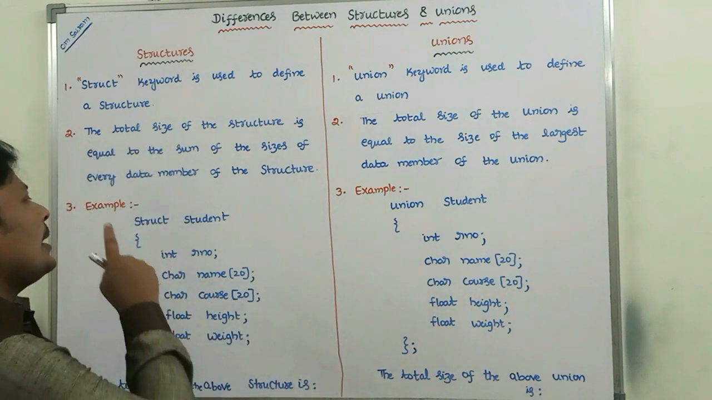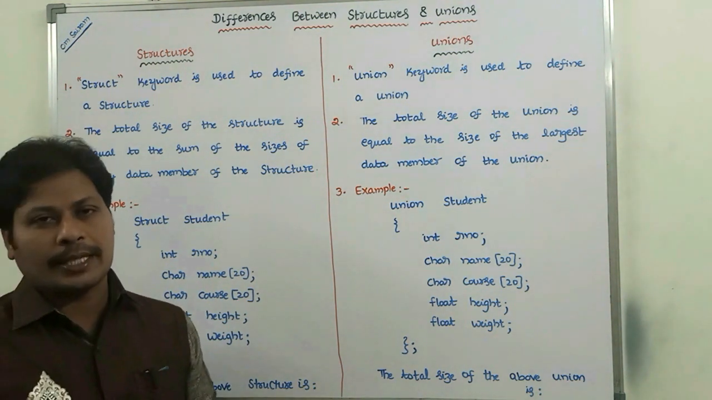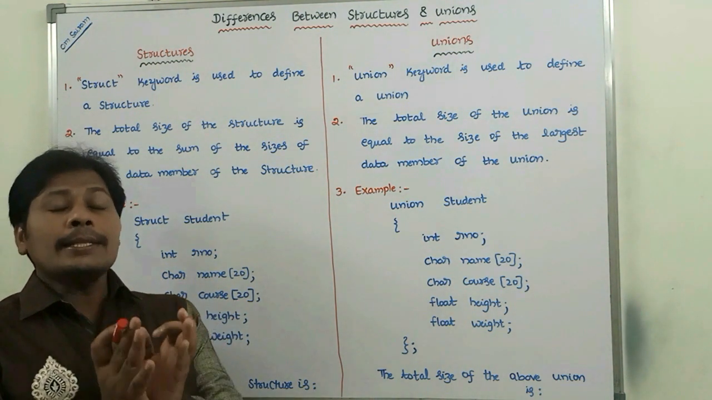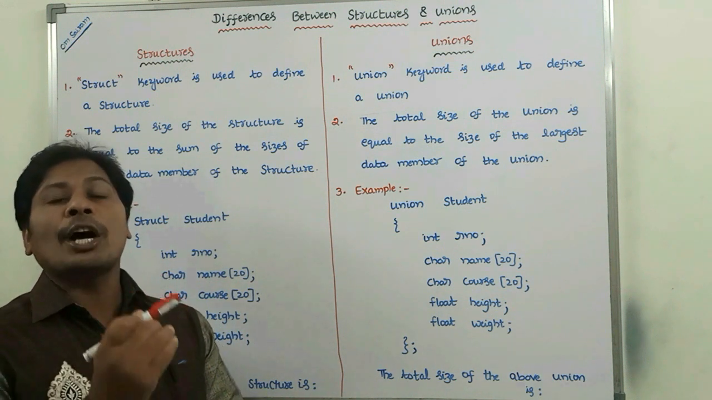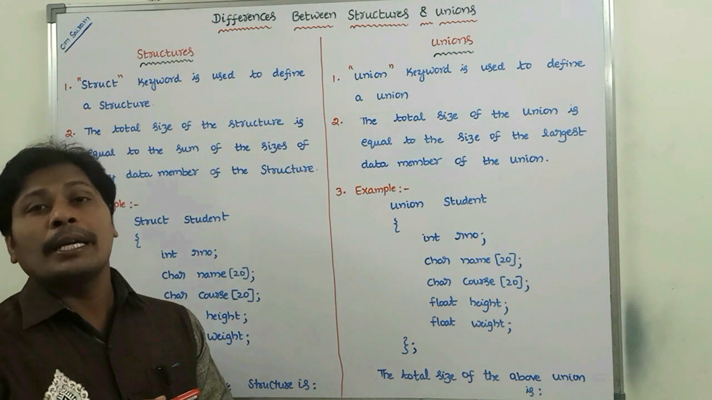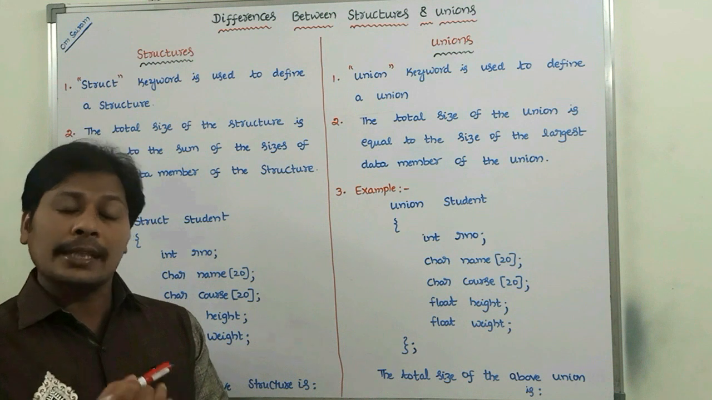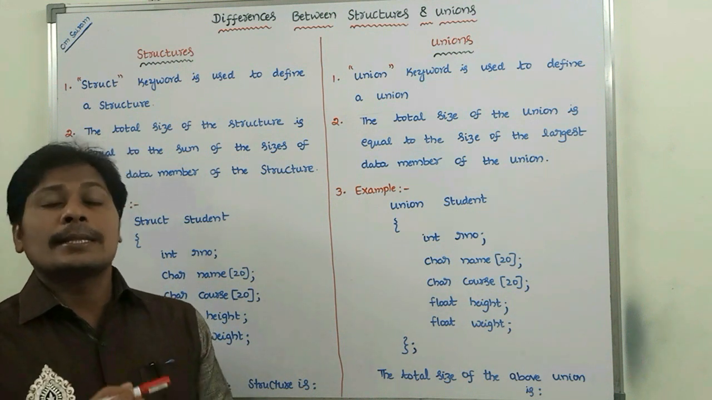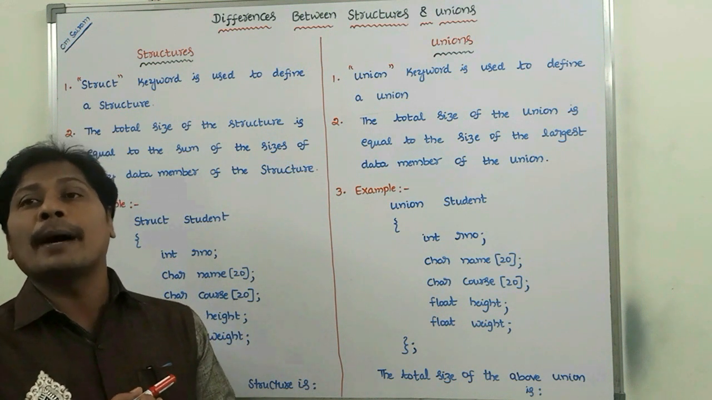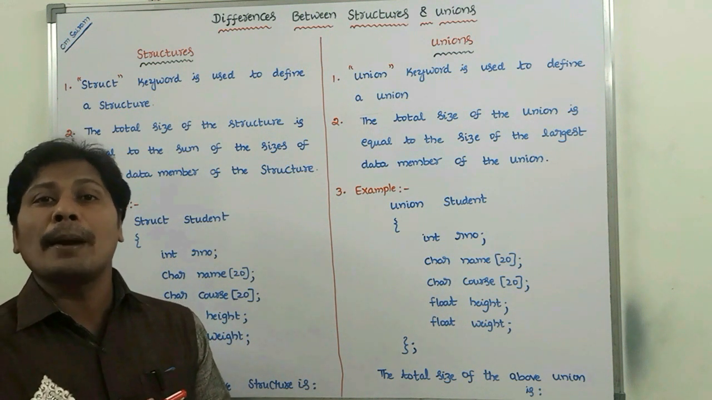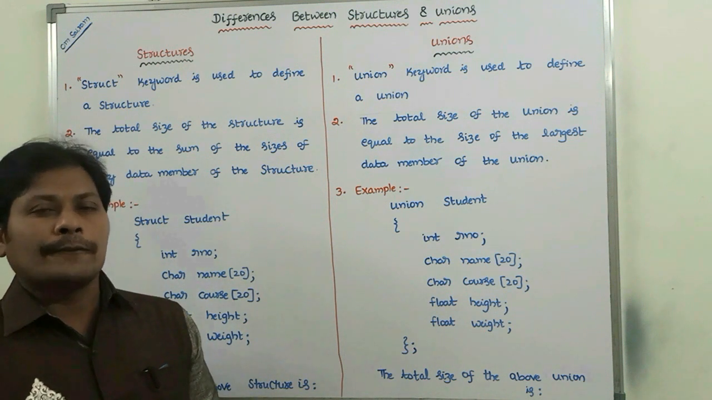The second point is how to find out the size of the structure. The size of the structure is equal to the amount of memory occupied by each and every data member in the structure. That is nothing but the sum of the memory occupied by each and every data member, which is called the total size of the structure.